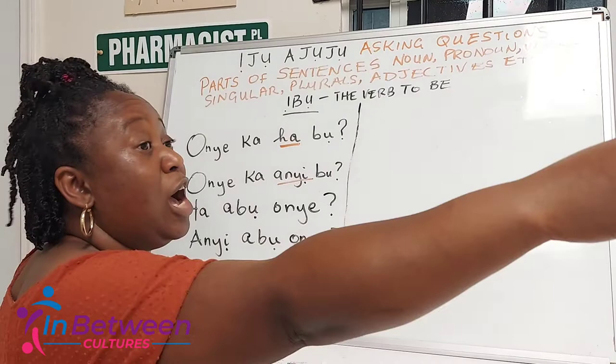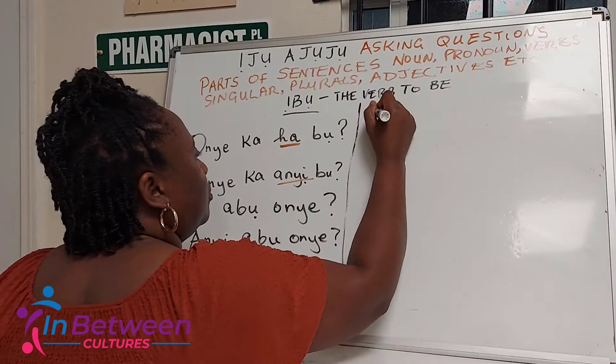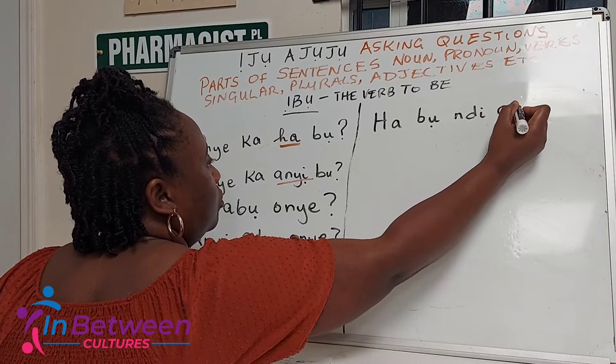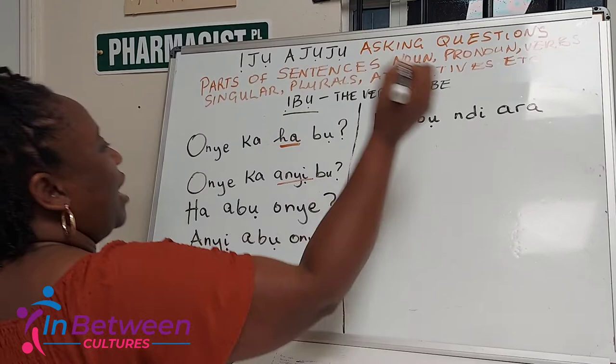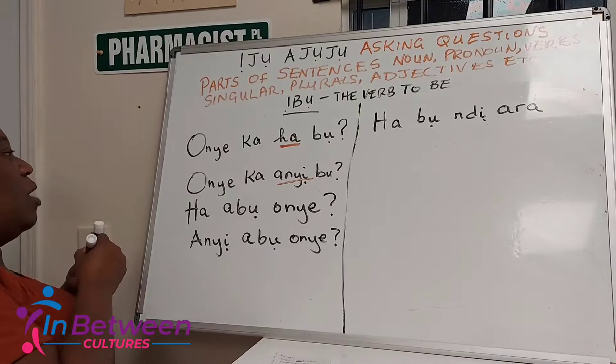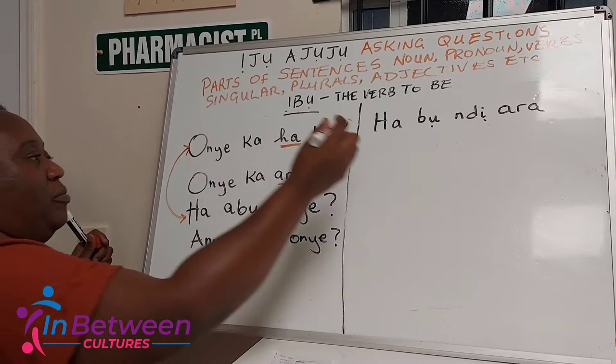Onye ka ha bụ? Ha bụ ndị ara. Ha bụ ndị ara. So that is the answer for onye ka ha bụ and ha bụ onye. I'm just picking one thing, something that I remember. So ha bụ ndị ara, they are crazy people.